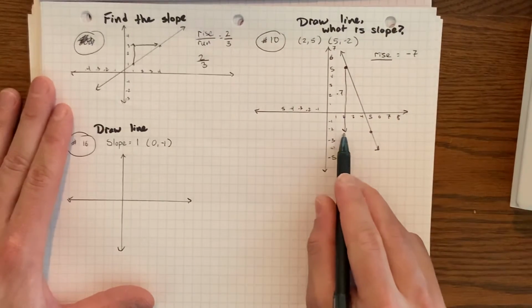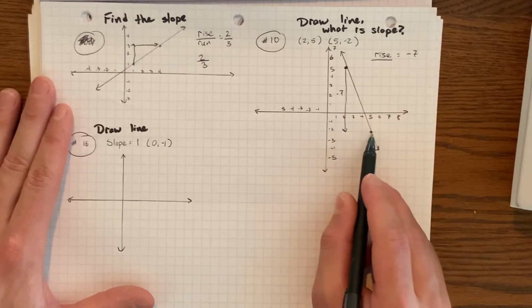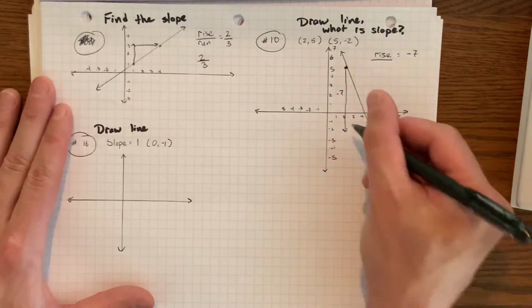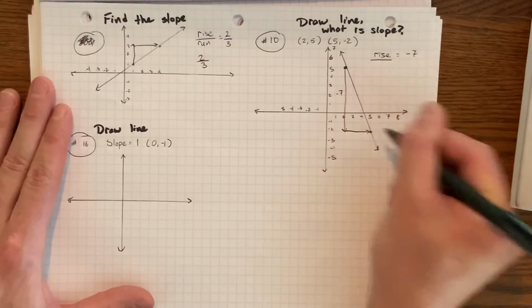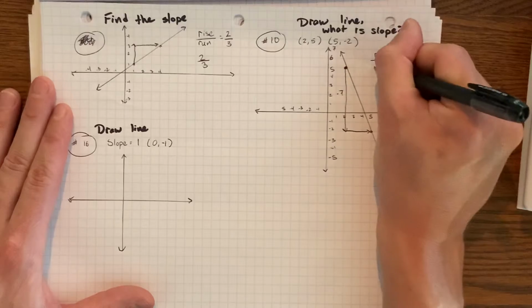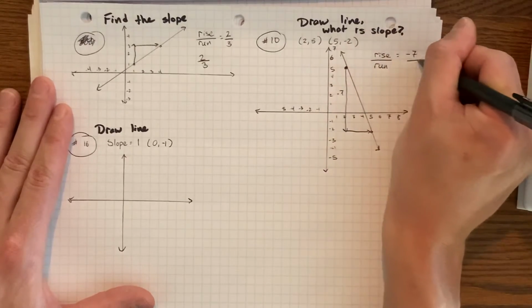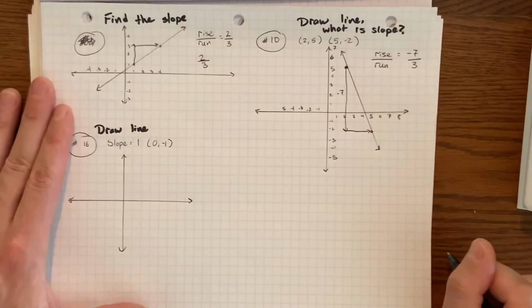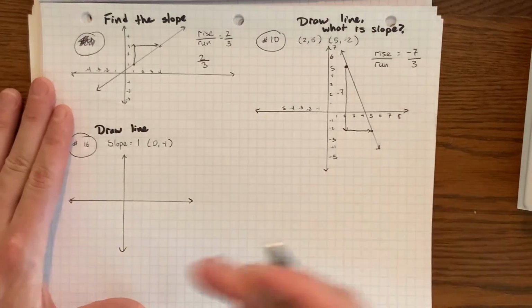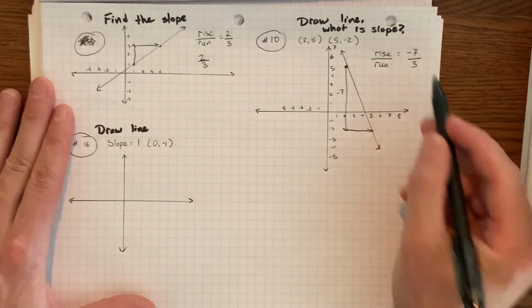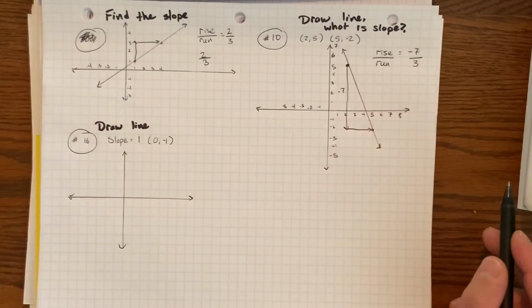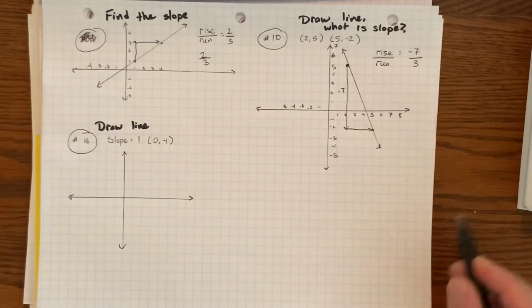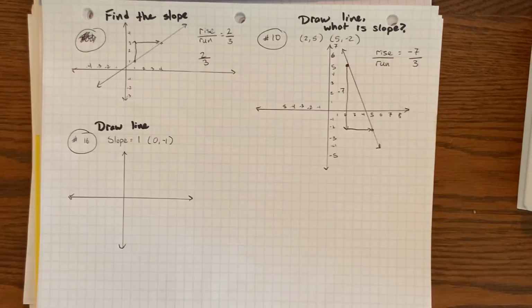And what about the run? How many to the right does it move? Well, it goes 1, 2, 3, positive. I know that because moving to the right is positive. So it's going to be negative 7 over the run of 3. And so there's my slope. I don't need to simplify it. It's actually nice when I have it in that form as an improper fraction because that's my slope. I know it's my rise and my run.